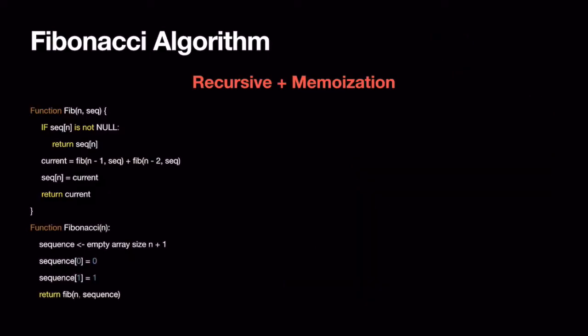We will add memoization. What it means is we're simply storing the values we already computed. So we are allocating an empty array and making sure that we're not doing the same computations over and over again.